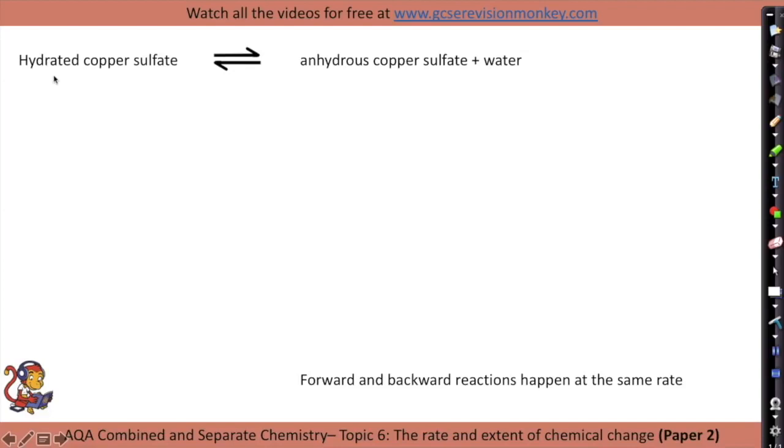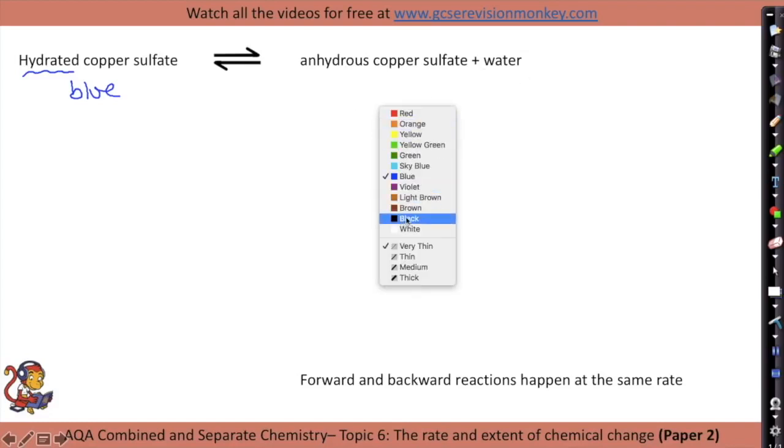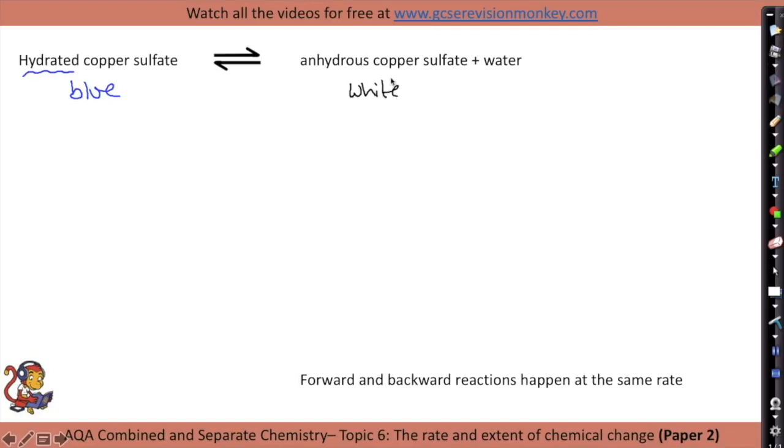In this reaction, we start off with hydrated copper sulfate. Hydrated means with water, so this is blue, it's with water, and this turns into anhydrous copper sulfate, and the water is released. And this over here, I can't write in white, but this is a white powder. But because this reaction is reversible, if you have these two products, they can react again to make the hydrated copper sulfate. So one way of the reaction we will call the forward reaction, and the reverse we call the backward reaction.